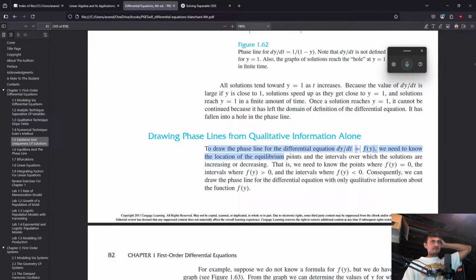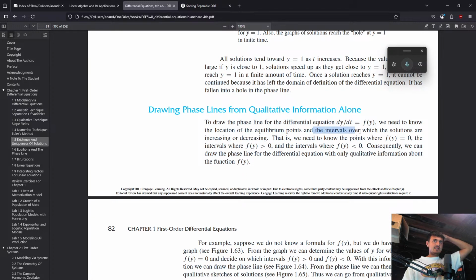To draw the phase line for the differential equation, we need to know the location of the equilibrium points and the intervals over which the solutions are increasing or decreasing. That is, we need to know the points where they're greater than 0, less than 0, or equal to 0.